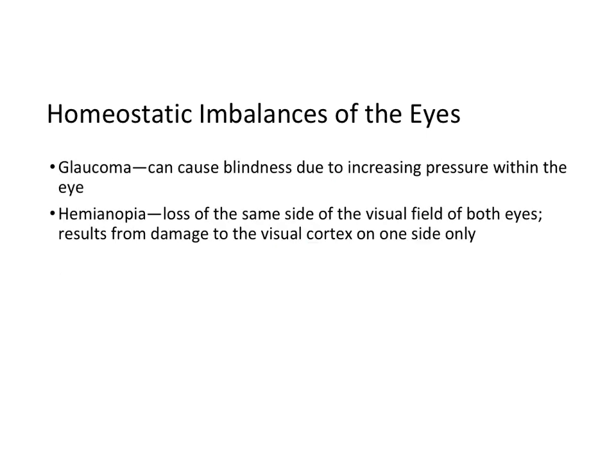Another way that eyes can be affected negatively is something called glaucoma. It causes blindness if it's untreated, and is caused by an increasing pressure within the eye. So the fluid inside of the eye exerts too much pressure on the eye itself. And then the last homeostatic imbalance we'll talk about is hemianopia, and that's the loss of the same side of the visual field in both eyes. So it's limiting your field of vision, and it's caused by damage to the visual cortex in the brain.